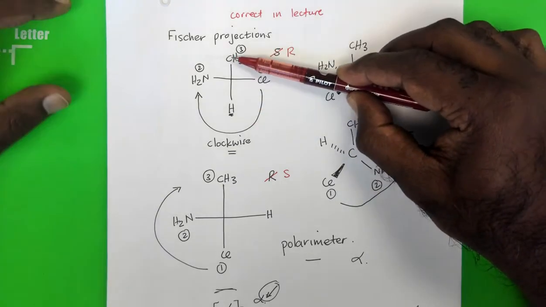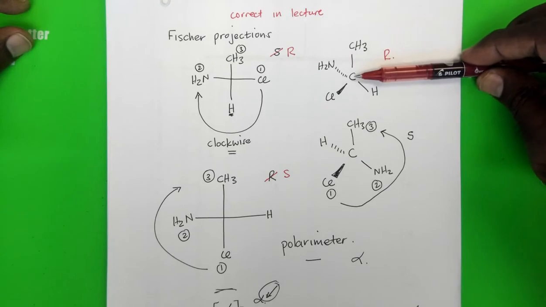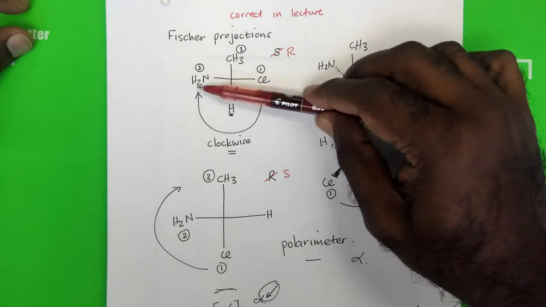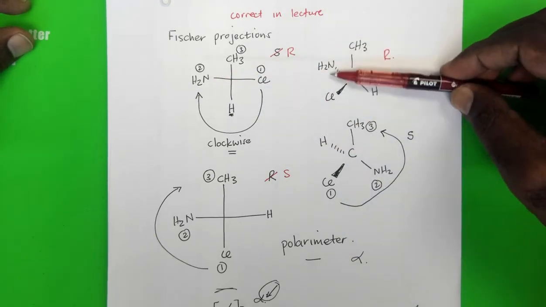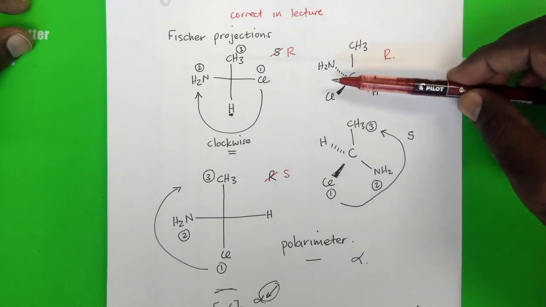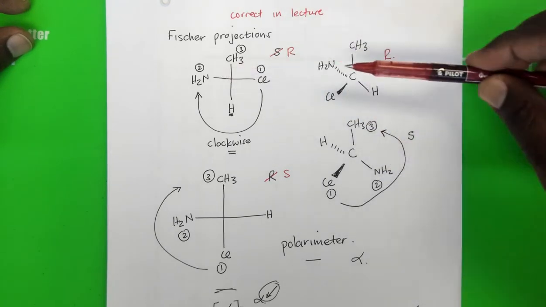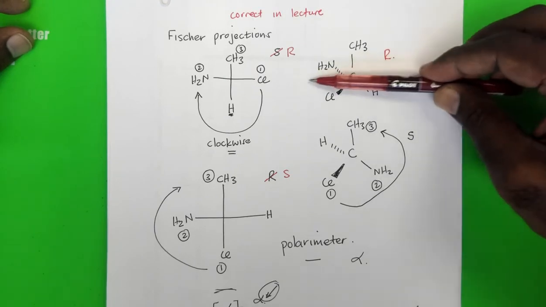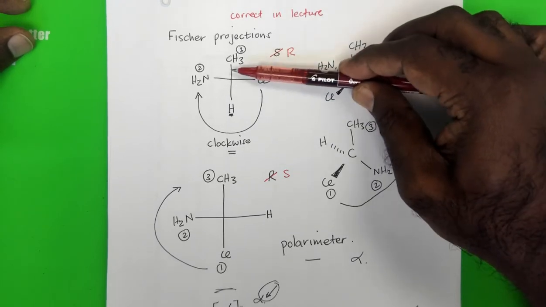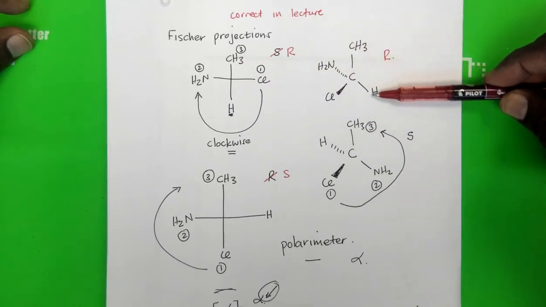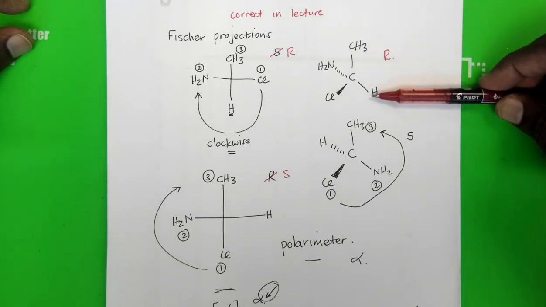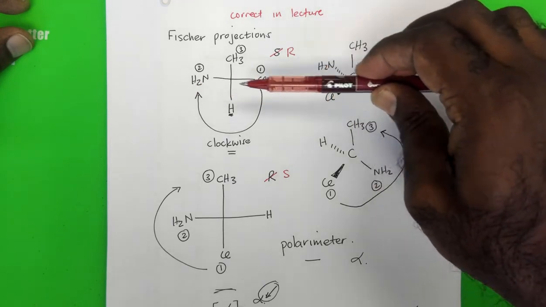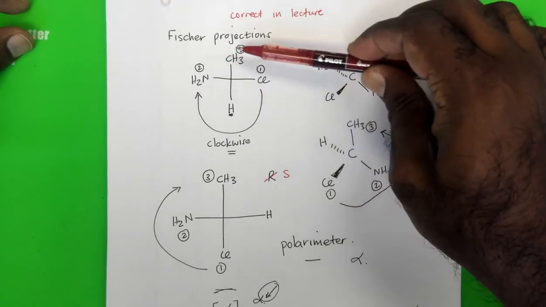I converted this Fischer projection into a perspective formula, and the best way to do this is to imagine these two groups that are pointing toward you in this plane here. The groups pointing toward you are sort of arms coming out to hug you in this direction. If you do that, then the methyl group and the hydrogen would be in the plane of the paper. So what I'm actually trying to do is take this chlorine atom and turn it to face me. The NH2 would now be behind the plane.